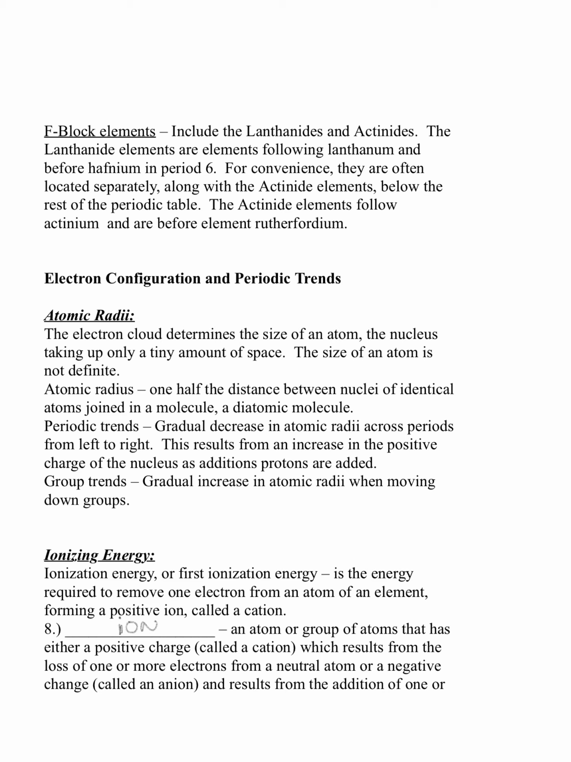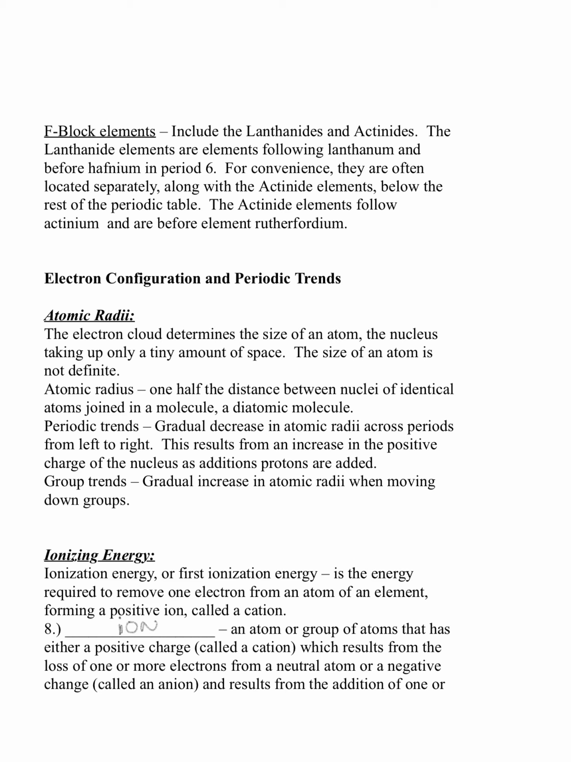All right, now let's look at the electron configuration and periodic trends. So what we're talking about here are some physical characteristics and the trends that we start seeing with them, or some chemical trends that we start seeing in the periodic table. The first one is the atomic radii. The electron cloud determines the size of an atom, and the nucleus takes up only a tiny amount of space. The size of the atom is not definite.